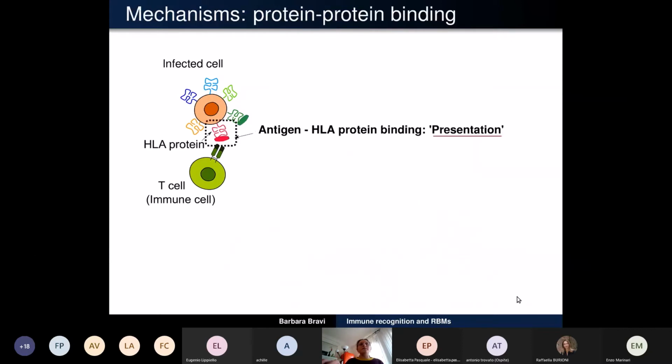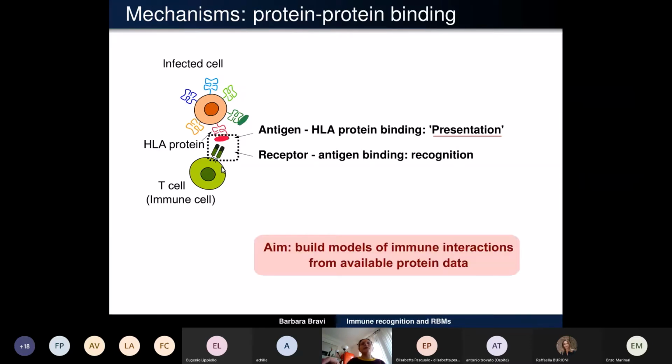But in terms of biophysical mechanisms, immune recognition relies on protein-protein binding processes, and in particular, there are two steps. First, the antigen is displayed, so presented on the cell surface, and this is the result of the binding of the antigen to a surface protein called the human leukocyte antigen, HLA protein. Next, there is the proper recognition step that relies on the binding between the antigen and a surface protein of the T cell, that is the T cell receptor. Our objective in this work has been to build models of these protein-protein binding processes, leveraging the information available in large-scale protein datasets.